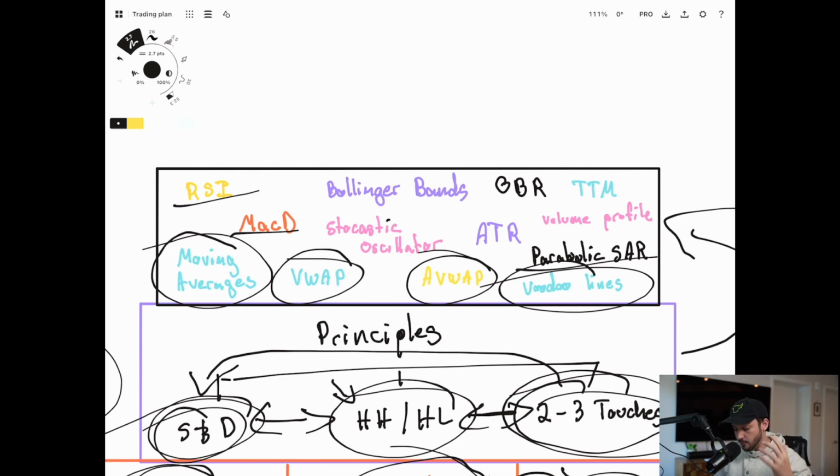Parabolic SAR, this is another one, right? This is a form of an oscillator. You have another oscillator here with the TTM. You have the average true range as well. I know a lot of scalpers like to use this. OBV seems to work quite well. OBV, not OBR. OBV seems to work quite well for the short-term traders because it is a little bit more real-time. It doesn't lag as much as the MACD or the RSI. So this, I know, just from experience using it myself, it's fallen into favor with scalpers as of recent.